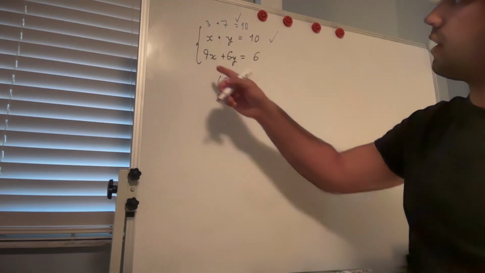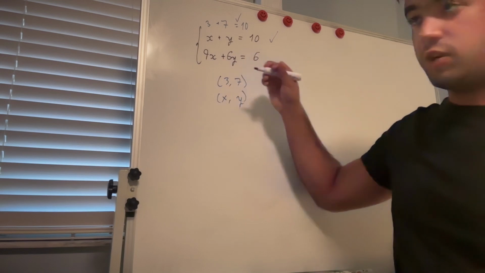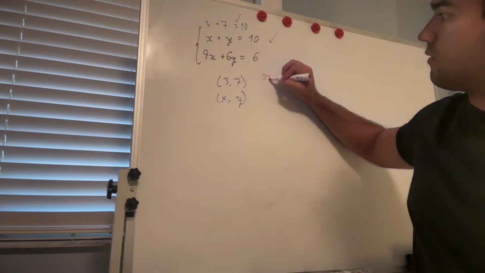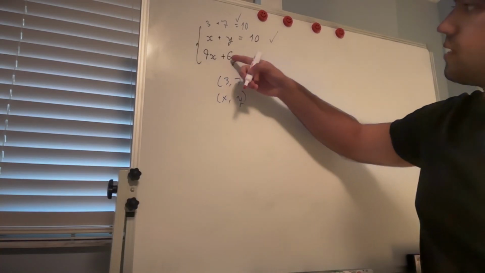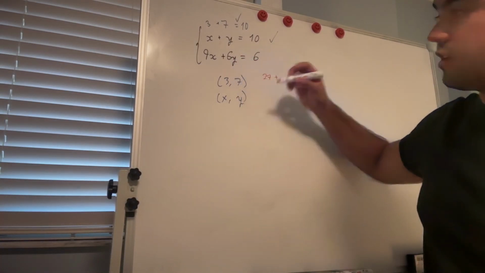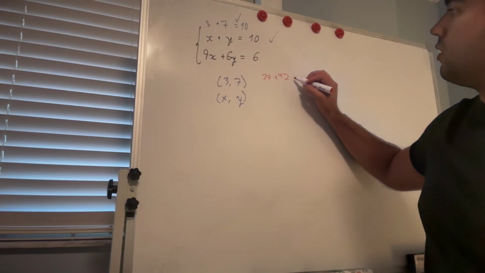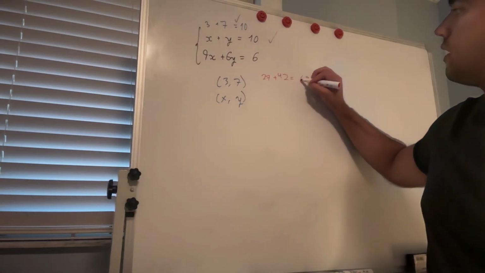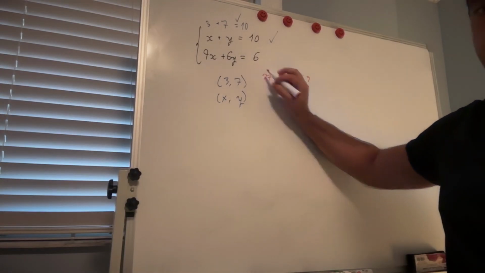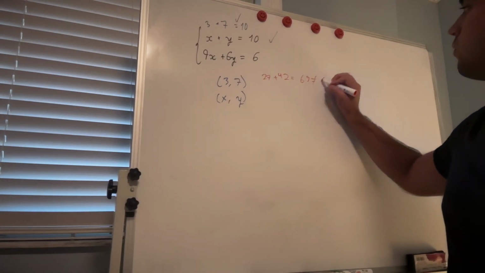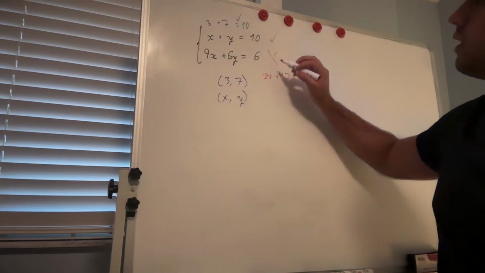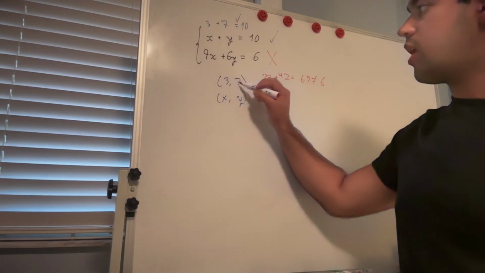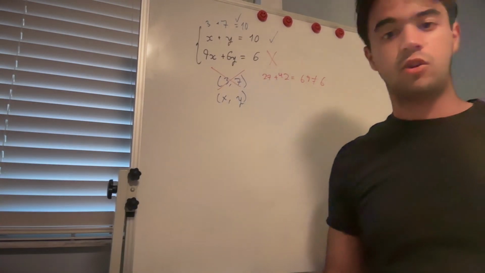Now, what if we plug it in for the second equation? 9 times 3 is 27. And then 6 times 7 is 42, which equals 69. And 69 is not equal to 6. So this is not a solution to our second equation, meaning that (3, 7) is not a solution to our system.